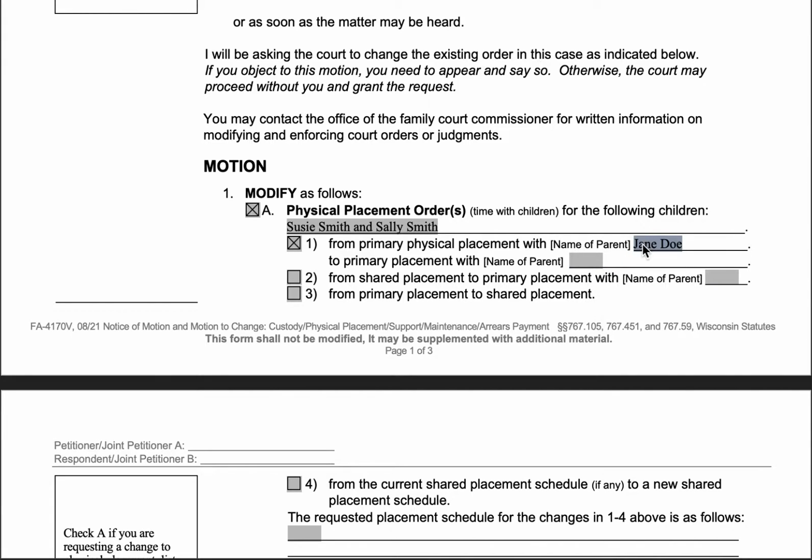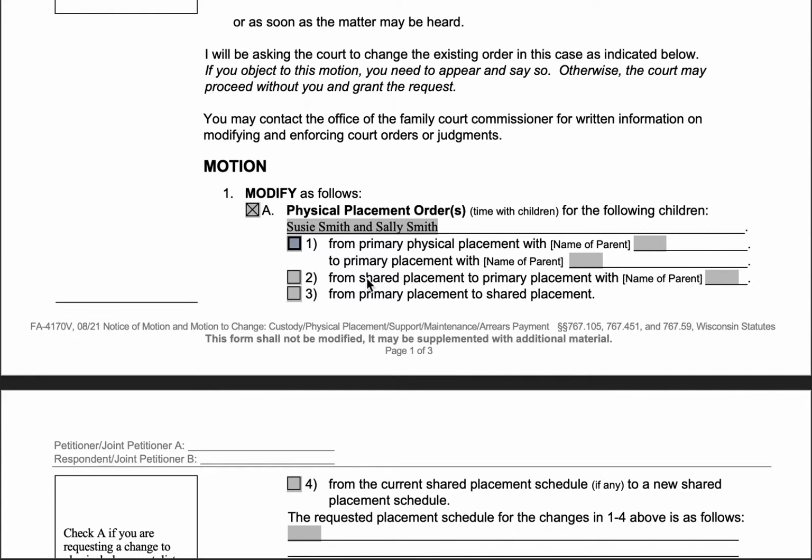Section 2, number 2 here, is if you're going from shared placement. Shared placement has a very specific definition in the Wisconsin statutes. It's 92 overnights in a year, basically 25% of the time with the parent who has less time. So the person who has less time with the kids has 25% of the time, which is usually about 92 overnights a year.